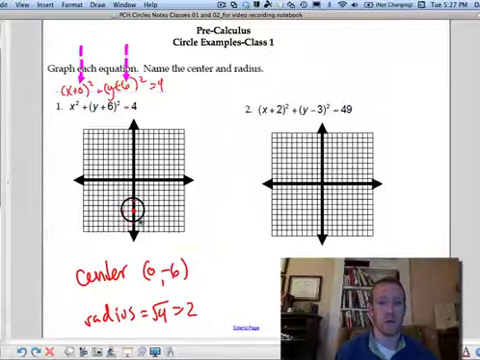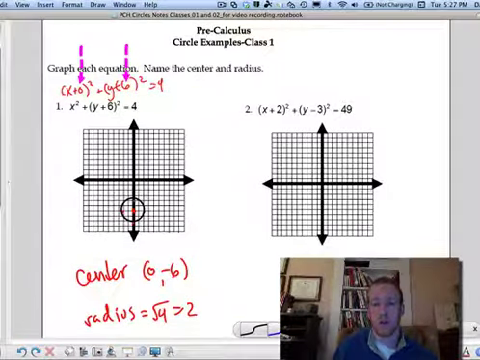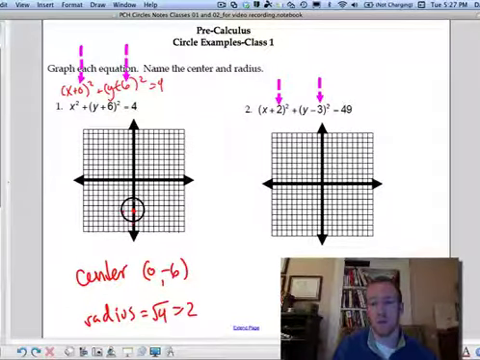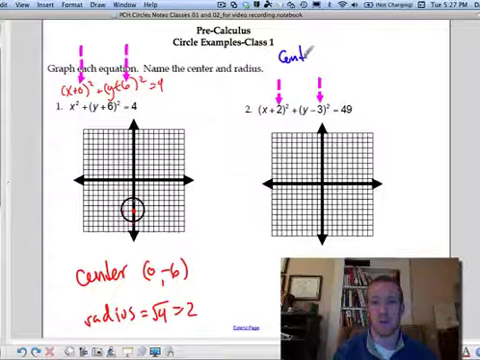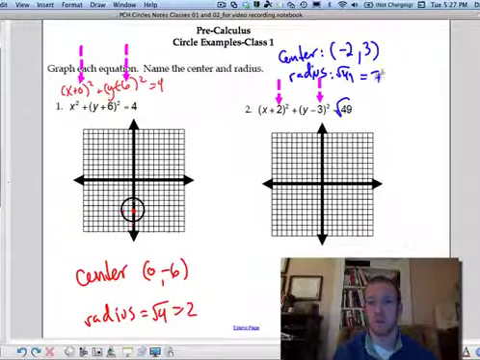Alright, so example 2, that gives us our x and our y coordinate. So our center should actually be negative 2 and a positive 3, because it's going to be those opposite signs. And our radius is the square root of 49, square root of this number, which is 7.